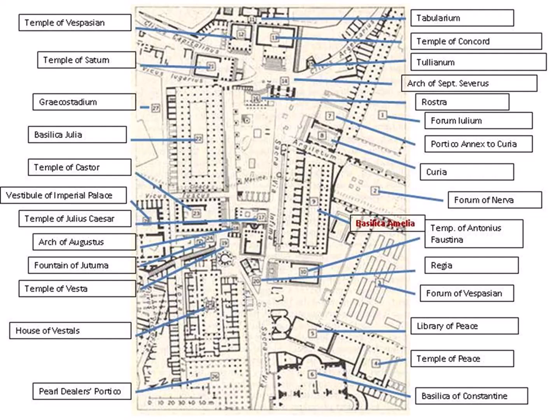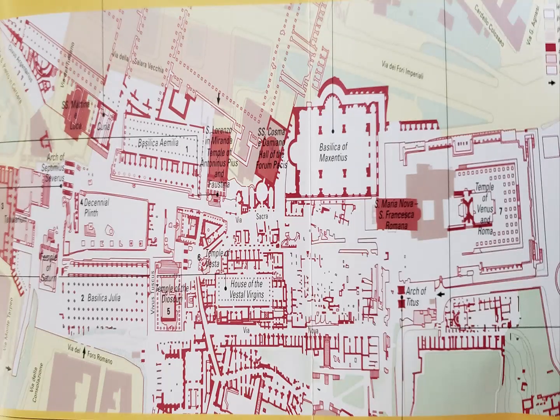You can see it's just a complete jumble. The Basilica of Constantine, Temple of Peace, Library of Peace, all of these different areas, temples of Julius Caesar, Arch of Augustus. So you can see it was very crowded. When you go there today, it looks very open. And this final schematic will show you what we are going to see.